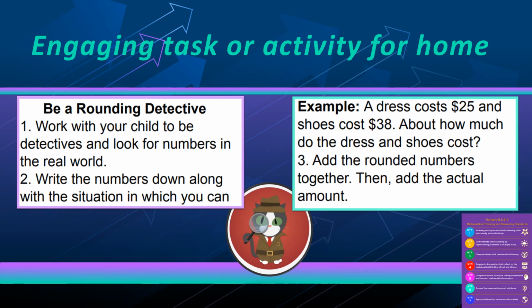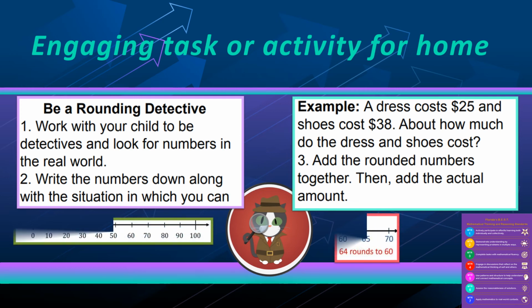So, for example, if I'm shopping and I find a dress that costs $25 and some shoes that are $38, I could round the two numbers and then determine how much that would cost all together using my estimation, and then actually add to see how close my estimation was. For this activity, you can use open number lines or you could use scale number lines to practice rounding to any place value.